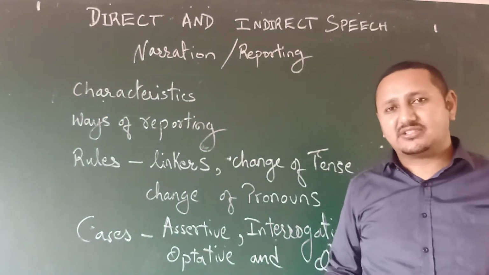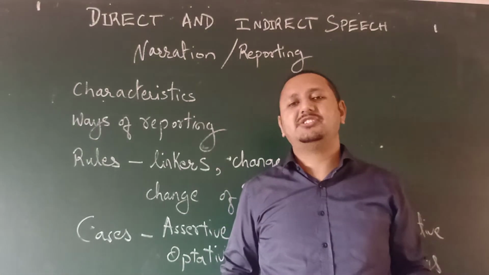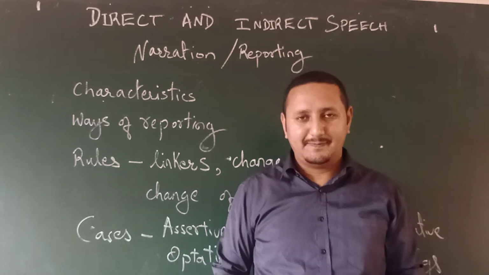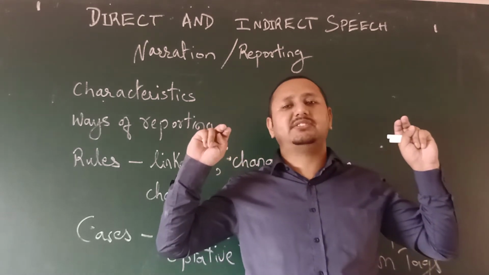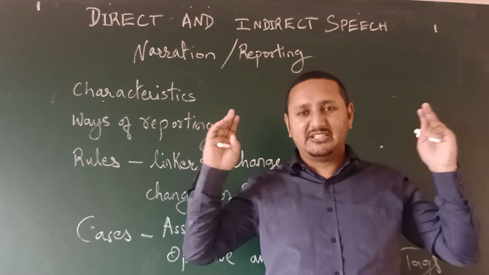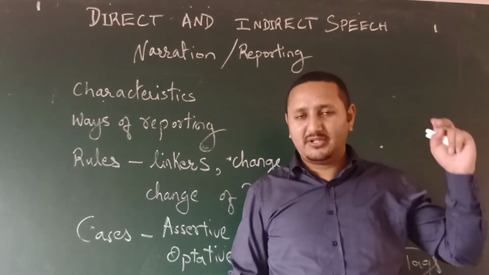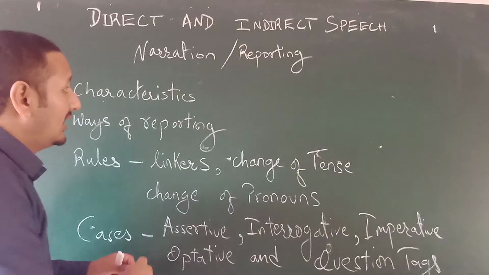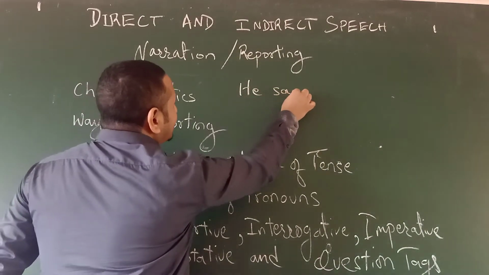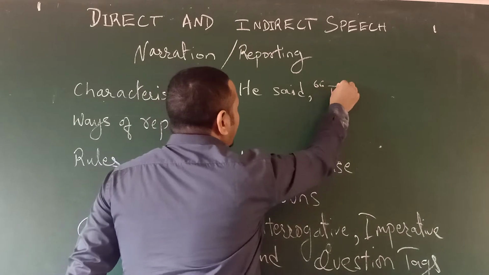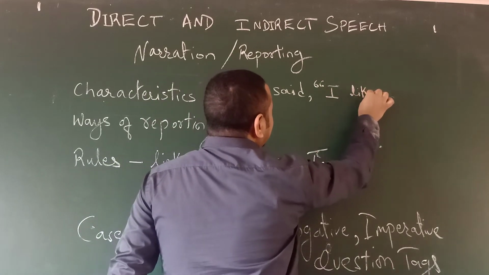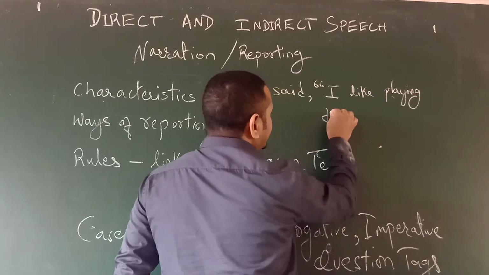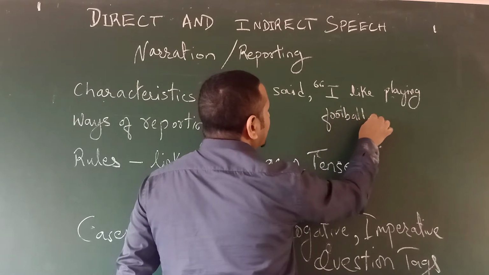The characteristic feature of direct and indirect speech. Direct speech is an actual quotation of the words that are spoken by the speaker. Therefore, direct speech is always there in two inverted commas. It is placed in between two inverted commas, that is, open inverted comma and closed inverted comma. For example, he said, comma, open inverted comma, I like playing football. Full stop, close inverted commas.